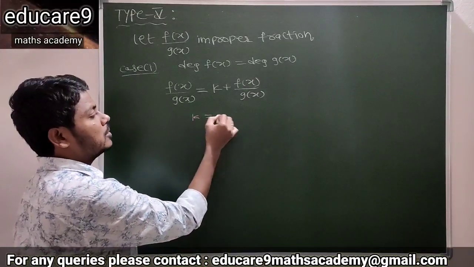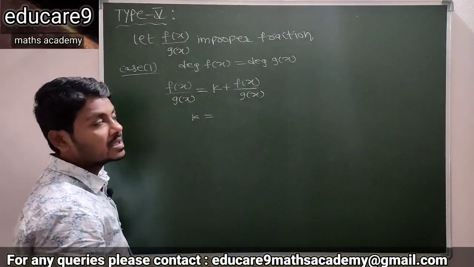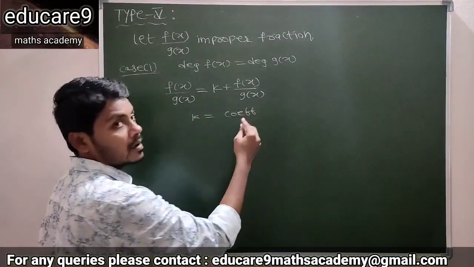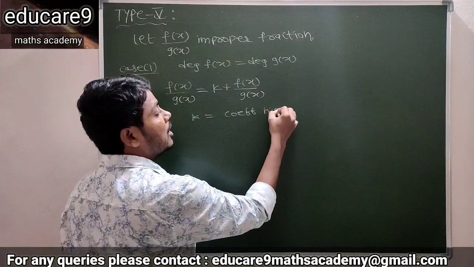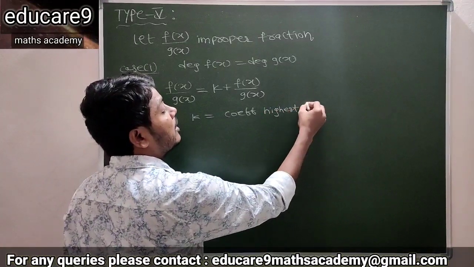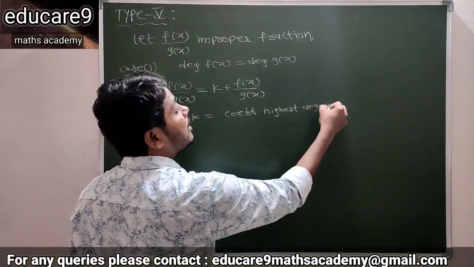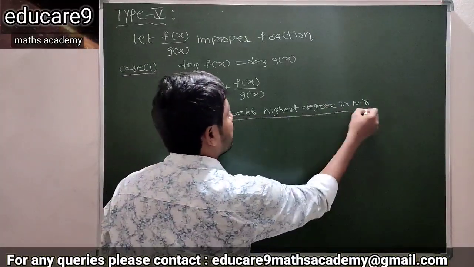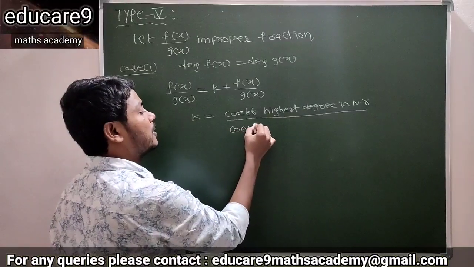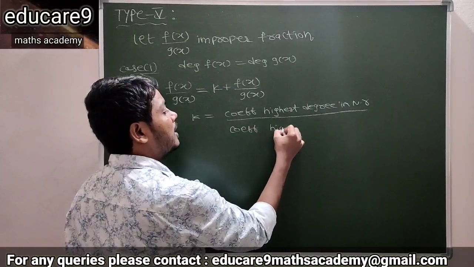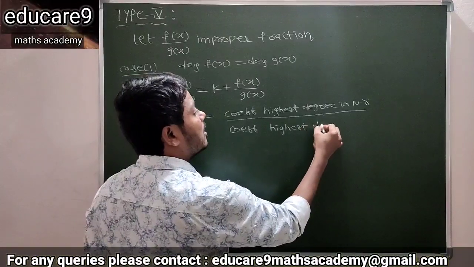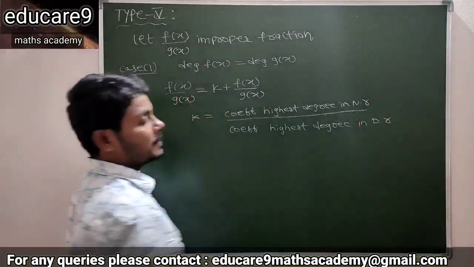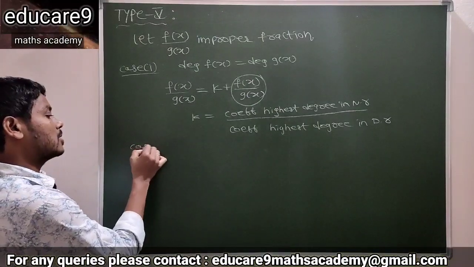Here k is equal to the coefficient of highest degree in the numerator, divided by the coefficient of highest degree in the denominator. Okay. See our second case.